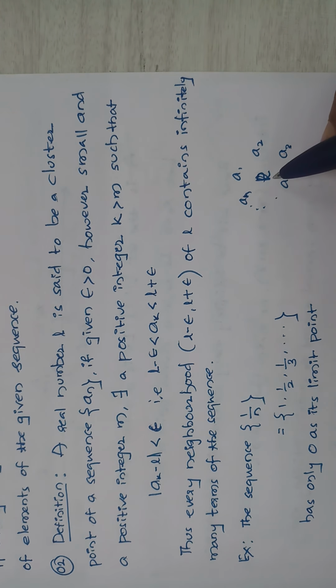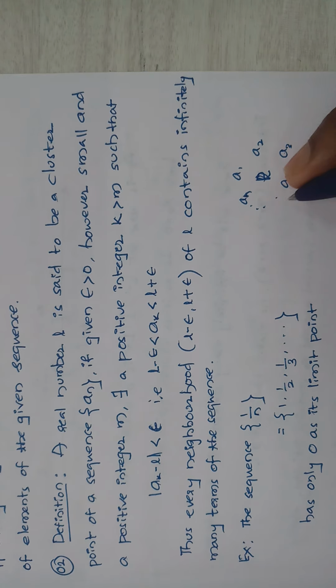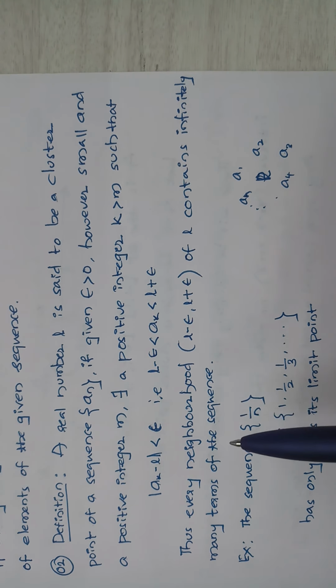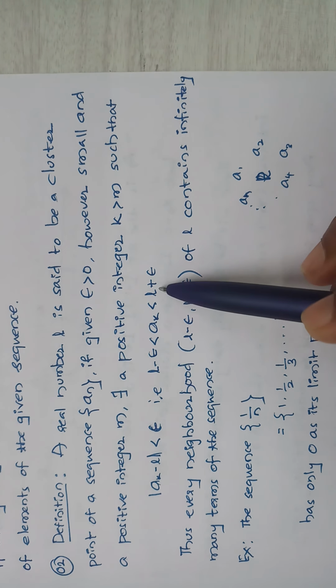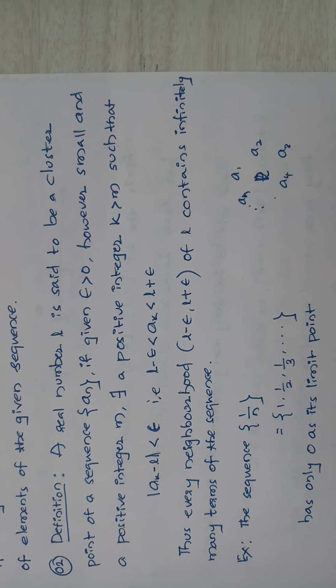So if I take your L as this, around your L there are infinitely many terms, that is a1, a2, a3, and so on up to an. Here we are dealing with a real number L said to be a cluster point of the sequence an if, given epsilon greater than 0, there is a positive integer m such that |ak - L| is less than epsilon for all k greater than m. So L minus epsilon is less than ak is less than L plus epsilon. Thus every neighborhood of L, between L minus epsilon and L plus epsilon, contains infinitely many terms. Let us discuss this with an example.